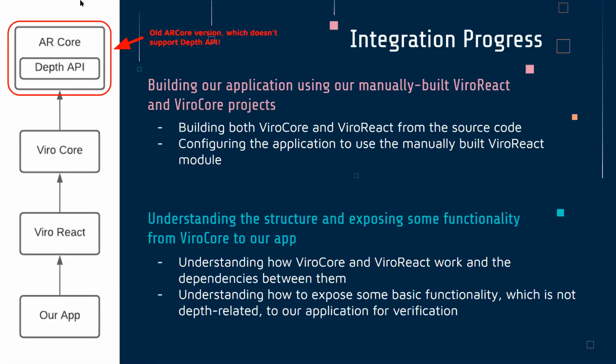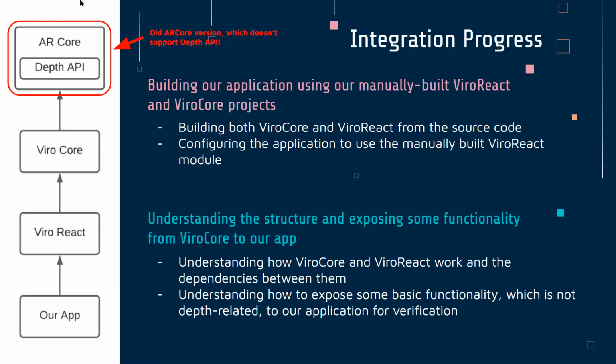In order to do that, we need to go all the way up through the hierarchy and do some modifications in Viro Core in order to support the new AR Core, and then do some modifications in Viro React in order to support the newly created Viro Core. So we need to make changes in the two middle layers. That can be divided into 4 main steps that we took so far.